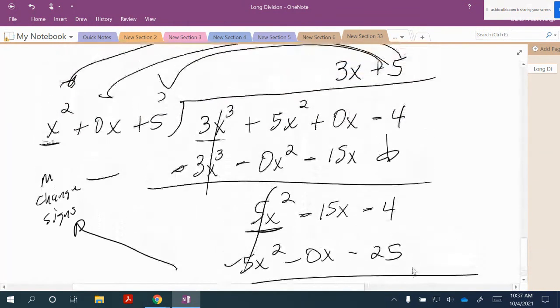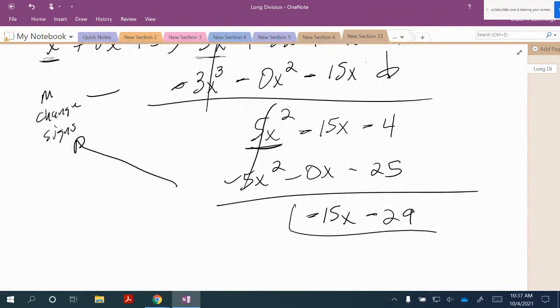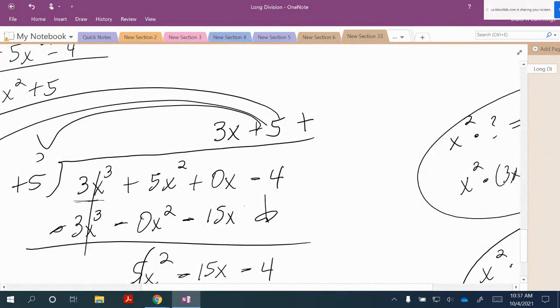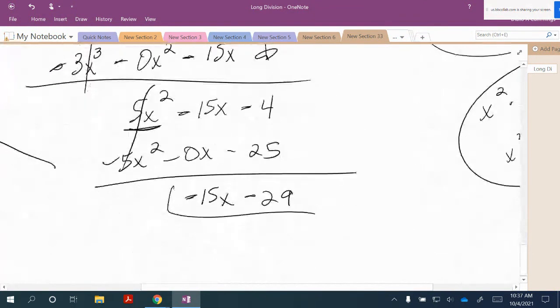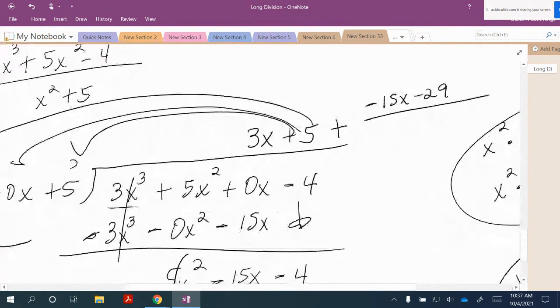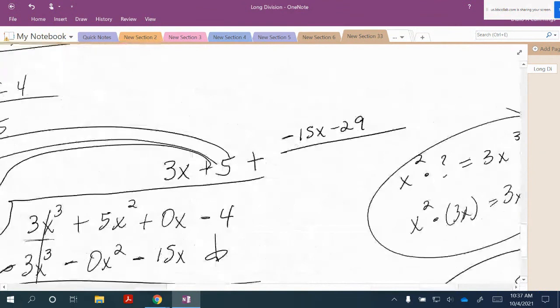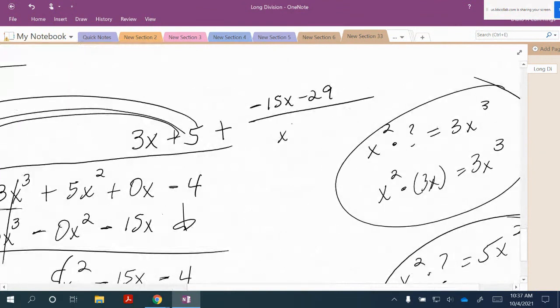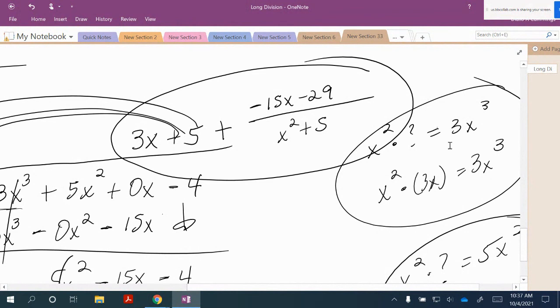So now how do we write out our final answer? Just as in real numbers, we're going to put our remainder over the divisor. We're going to distinguish this remainder with a plus. We're going to take our remainder, which is negative 15x minus 29, and we're going to divide by the divisor, which was x squared plus 5. So this is our solution.